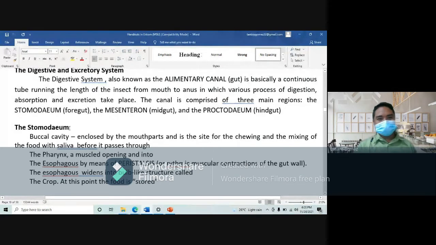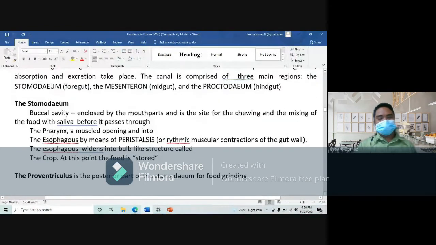The stomodeum is comprised of the following: the buccal cavity, the pharynx, the esophagus, and also the crop. What is the buccal cavity? It is enclosed by the mouth parts and is the site for the chewing and mixing of the food with saliva before it passes through.